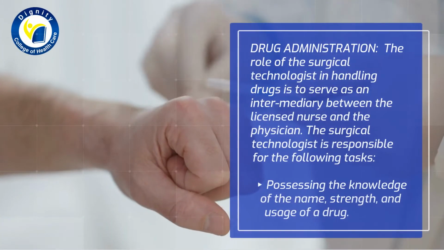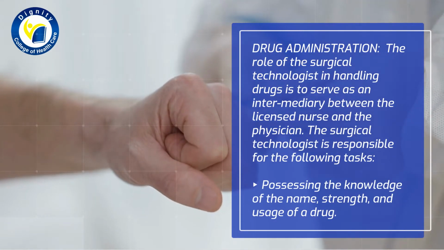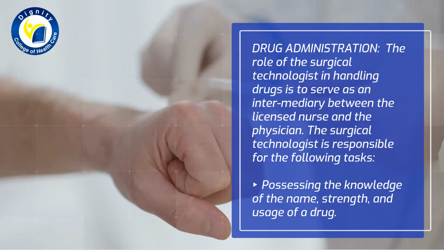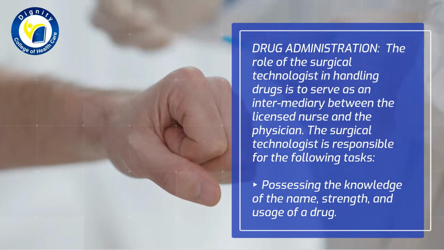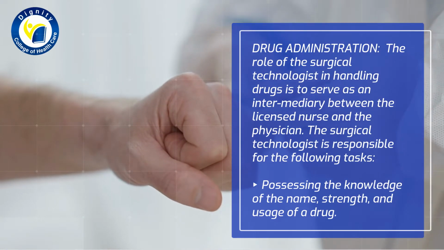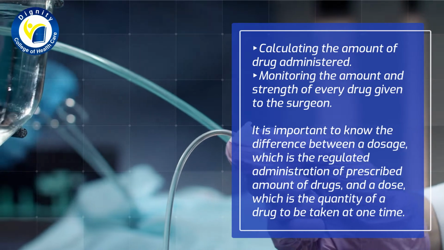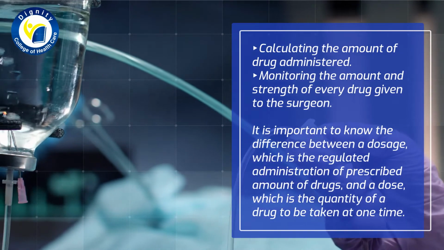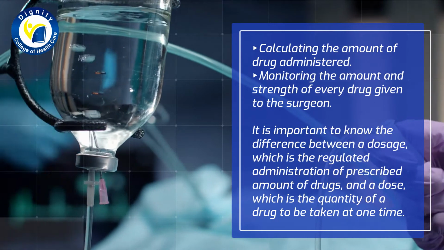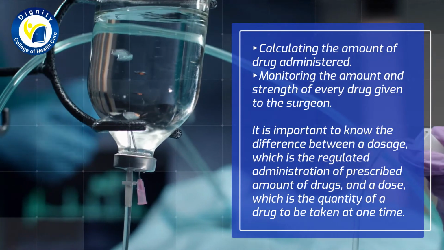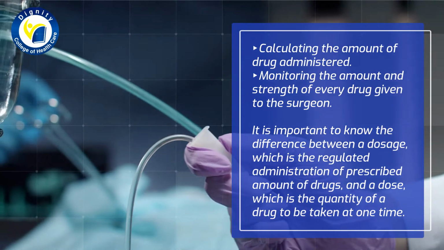Drug administration: the role of the surgical technologist in handling drugs is to serve as an intermediary between the licensed nurse and the physician. The surgical technologist is responsible for the following tasks: possessing the knowledge of the name, strength, and usage of a drug, calculating the amount of drug administered, monitoring the amount and strength of every drug given to the surgeon. It is important to know the difference between a dosage, which is the regulated administration of prescribed amount of drugs, and a dose, which is the quantity of a drug to be taken at one time.